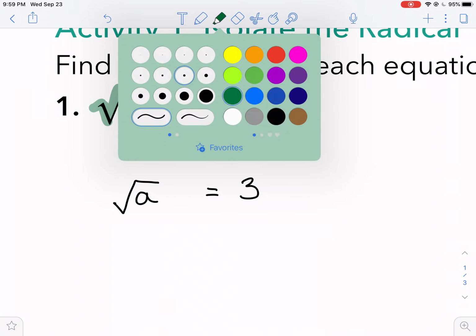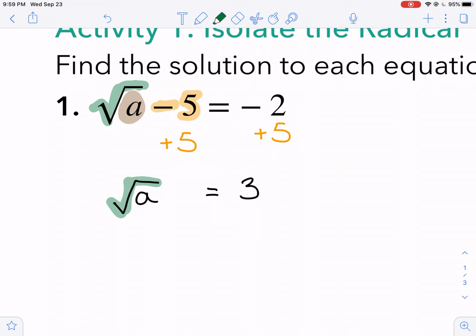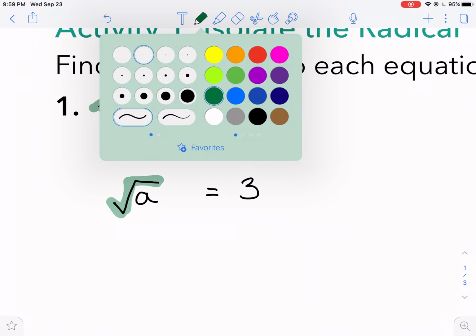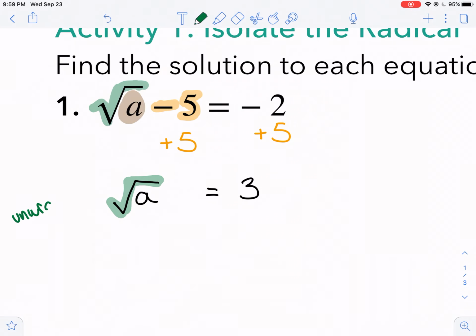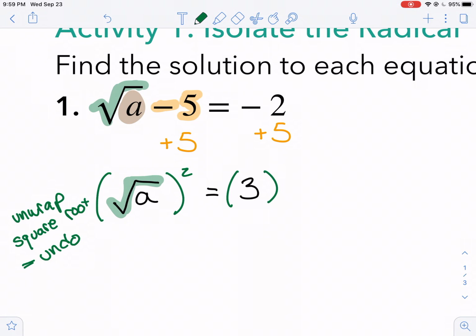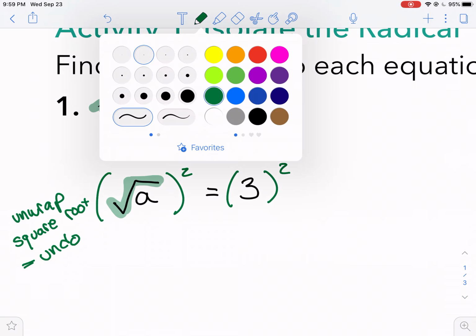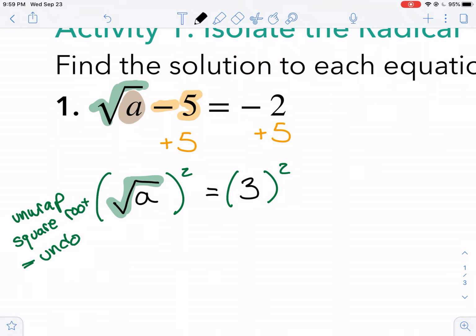But we want to unwrap this guy. So to unwrap the square root, we're going to do the opposite. We're going to undo it. And how do you undo a square root? Well, you square it. But of course, what you do to one side, you need to do to the other side. So the square root squared just gets rid of that. That clears it all out. We're left with A. And then 3 squared is 9.